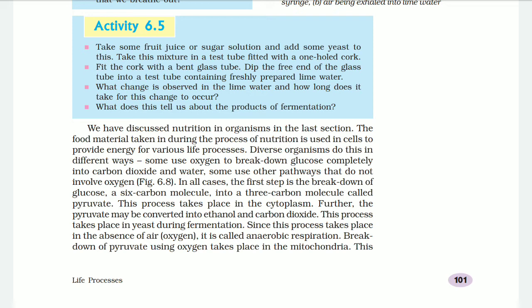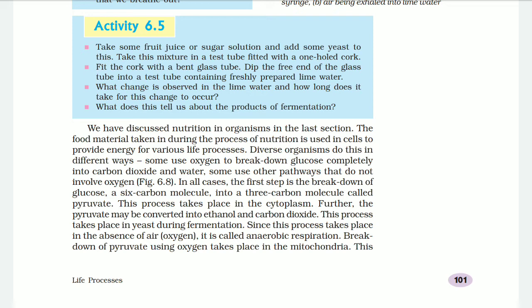Diverse organisms do this in different ways. Some use oxygen to break down glucose completely into carbon dioxide and water. Some use other pathways that do not involve oxygen. In all cases, the first step is the breakdown of glucose, a 6-carbon molecule, into a 3-carbon molecule called pyruvate. This process takes place in the cytoplasm.